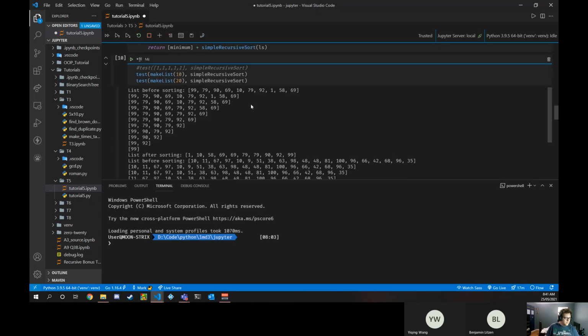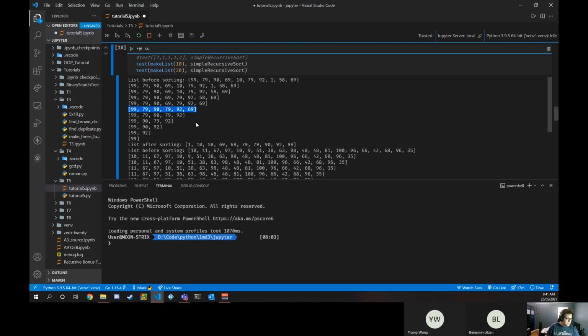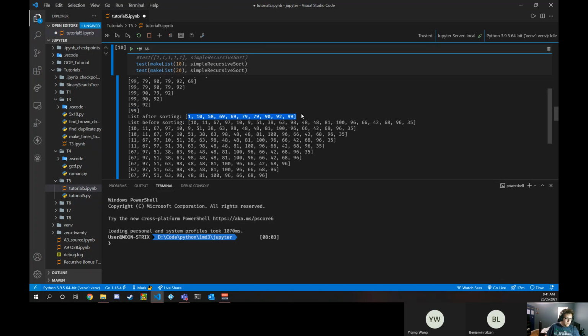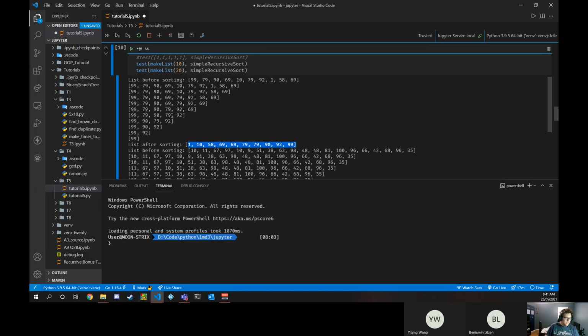So if I run the test case again, here's the random list it generated. And you can see step by step, it goes through and finds the minimum element, which is 1, removes it. Goes through and finds the minimum element, which is 10, removes it. Goes through, finds the minimum element, which is 58, removes one of the 69s, removes the second 69, removes one of the 79s, removes the second 79, removes the 90, the 92, the 99, and I have a sorted list. Now, this is a lot of calls because this is one call per element.